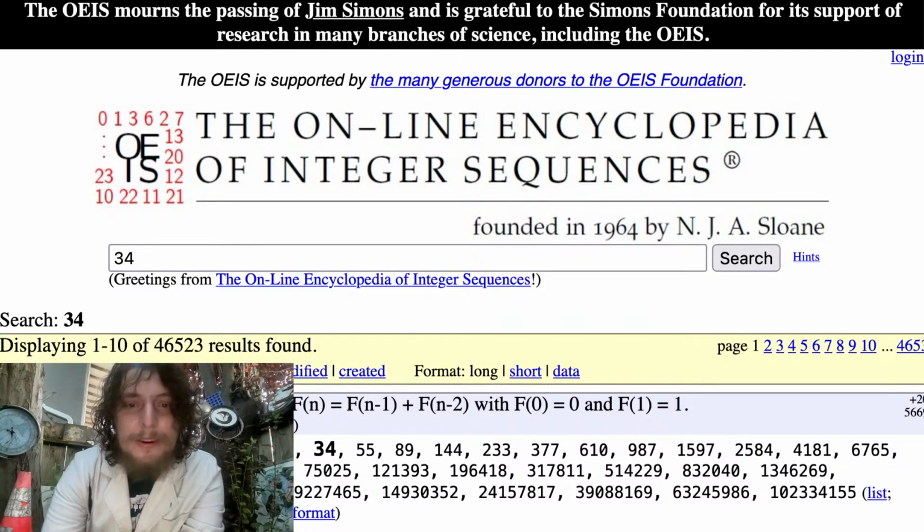Now, 34 is a Fibonacci number. That's classic. Building up our Fibonacci sequence.